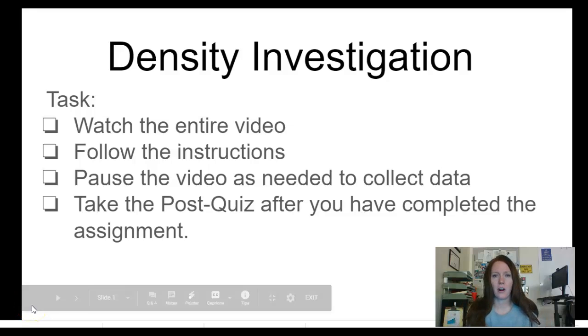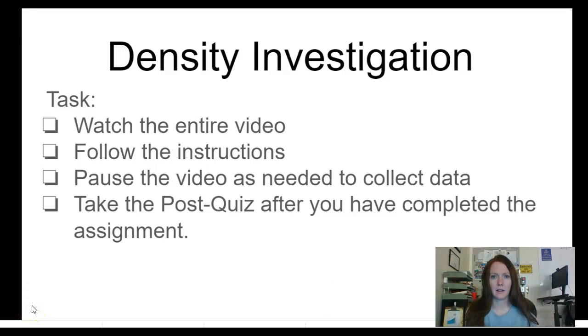Okay, for our last real activity that we're going to do with density, we're going to do this density investigation. Make sure you watch the entire video and follow the instructions that I tell you in the video. You can pause the video as much as you need to collect data. And then afterwards, there's a post quiz in this assignment.